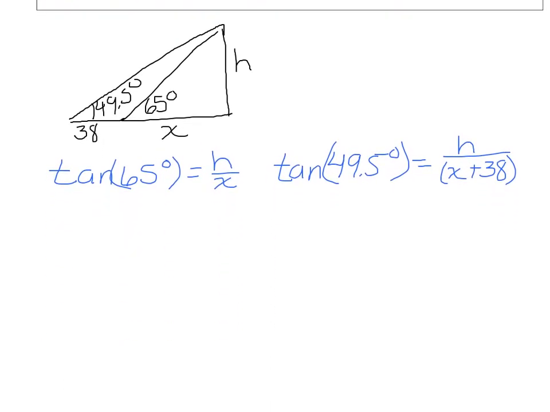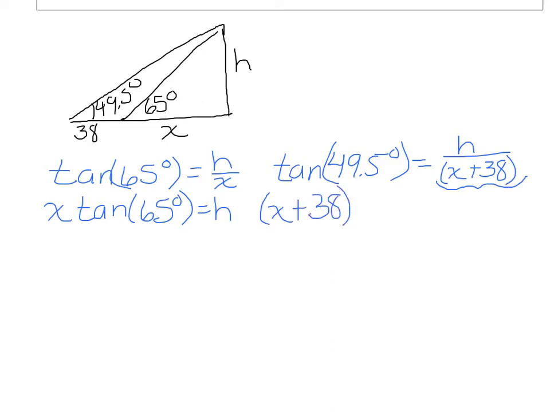So we're going to solve both of these equations for h. This one we will multiply by x. This one's easy. The other one, we're going to be careful to treat this as a binomial, and we're going to multiply by the entire binomial, x plus 38 times the tangent of 49.5 degrees equals h. So now we're going to set them equal to each other.